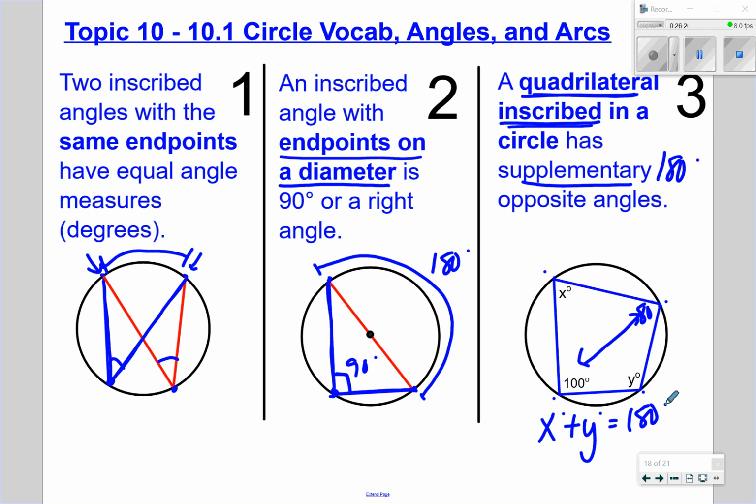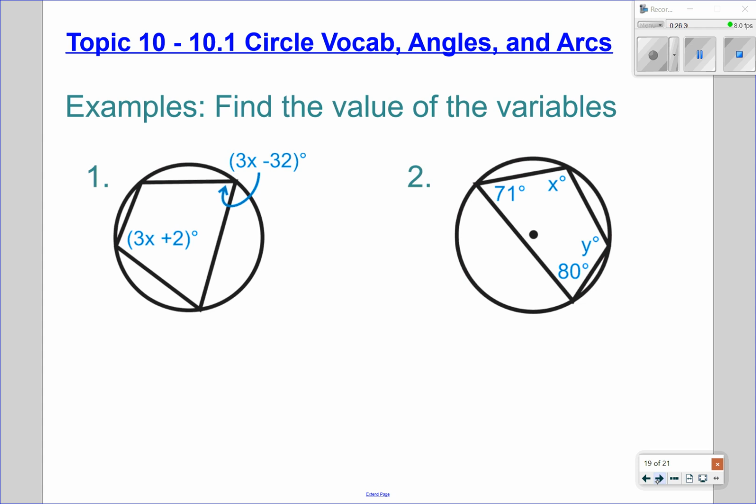Let's go ahead and use these ideas to try some additional practice. I'm going to do a couple of these, and then I'm going to have you try a couple on your own. So for example number 1, go ahead and pause. You can copy these down and do these problems with me.